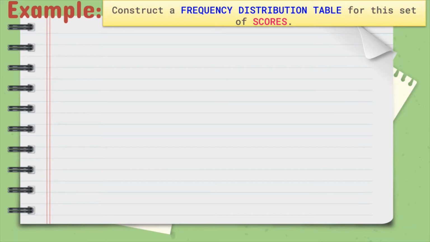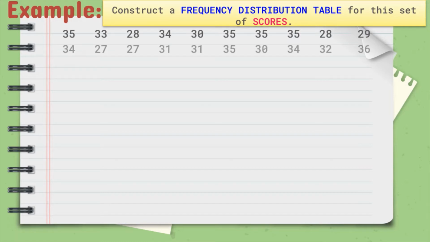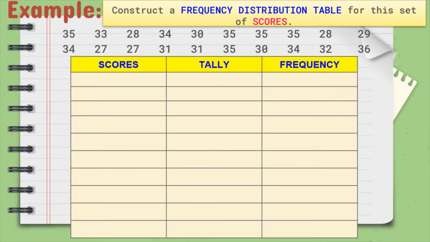Okay. For example, construct a frequency distribution table for this set of scores. So, ito po yung mga scores. So, bibilangin natin sila kung bawat isang score dyan, kung ilan ba yung nakakuha ng ganung score. For example, we have a frequency distribution table dito. 3 columns siya. The first column is the scores. The second column is the tally mark. And then the frequency. So, I will arrange the scores from highest to lowest.